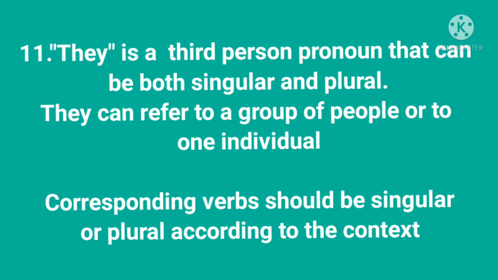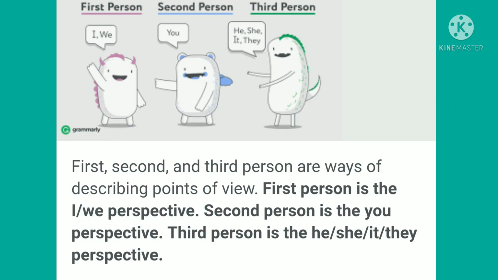The last one is that they is a third person pronoun that can be both singular and plural. They can refer to a group of people or to one individual. Corresponding verbs should be singular or plural according to the context. So we have to know what the first person, second person and third person are. Here are some examples. First persons are I and we. The second person is you. And third person, he, she, it, or they. I think it's clear for you.